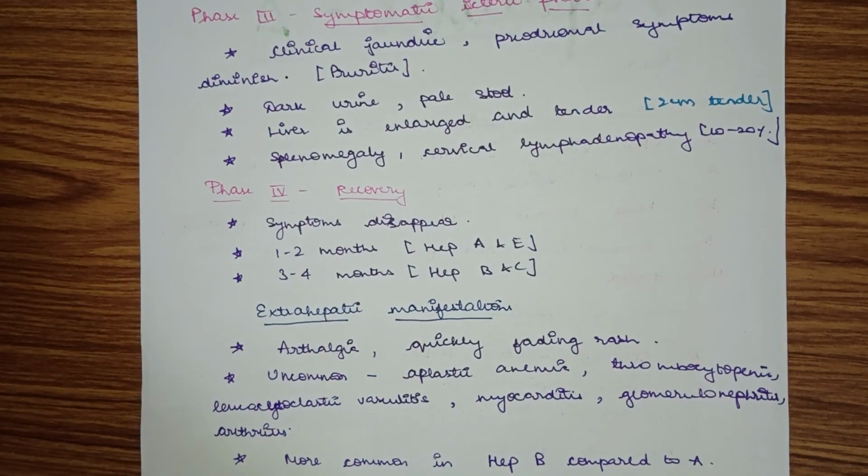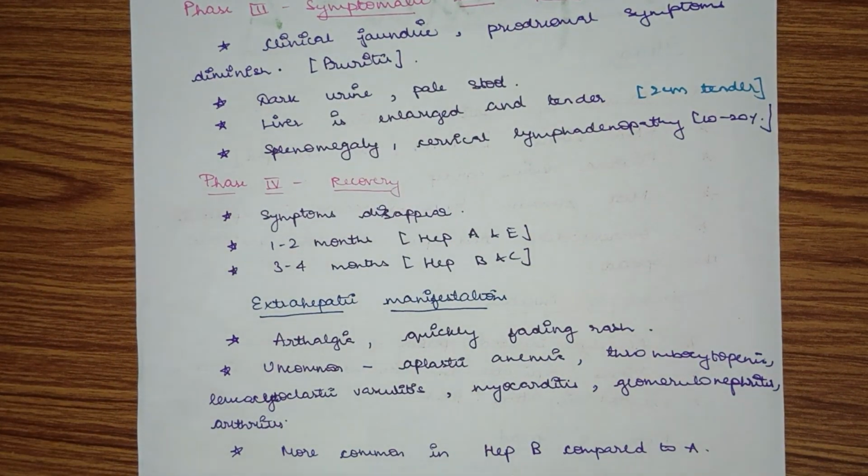Phase 4 is known as the recovery phase, where the symptoms will disappear completely. In case of hepatitis A and E, it takes about 1 to 2 months. In case of hepatitis B and C, it takes about 3 to 4 months.